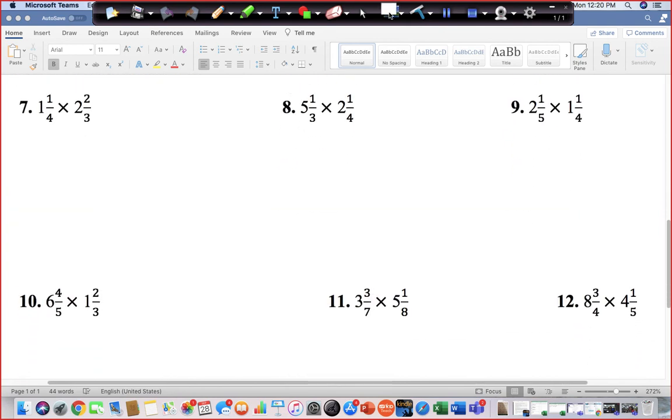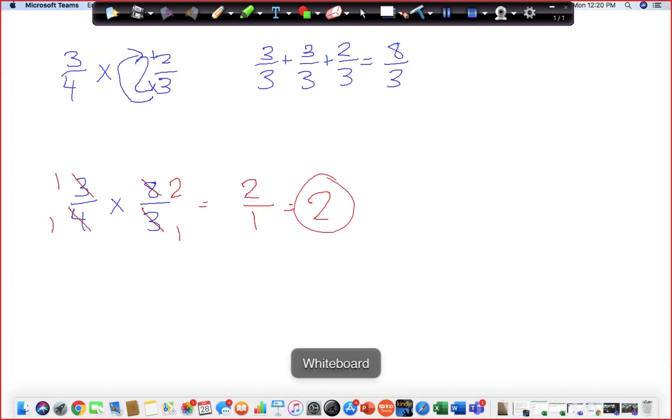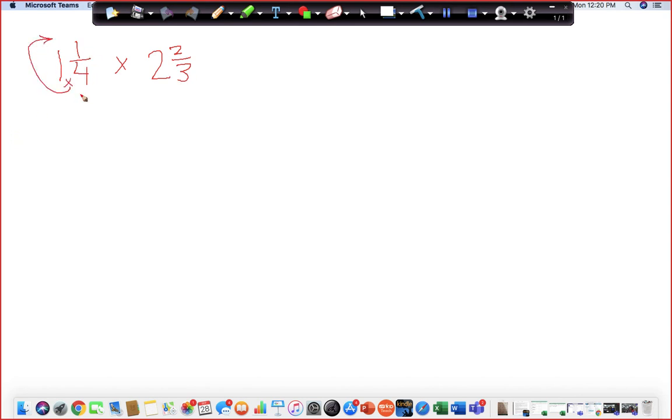Okay, the next one is 1 and 1/4 times 2 and 2/3. From here on out, I'm just going to do the shortcuts. You don't have to, but the shortcuts are easier. So 4 times 1 is 4, plus 1 is 5, so 5/4. 2 times 3 is 6, plus 2 is 8, so 8/3.